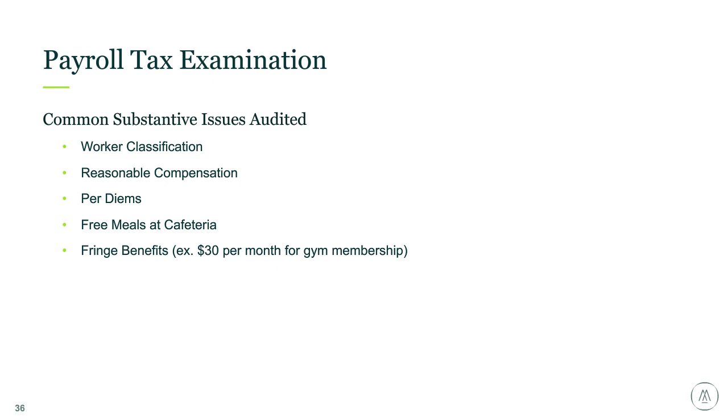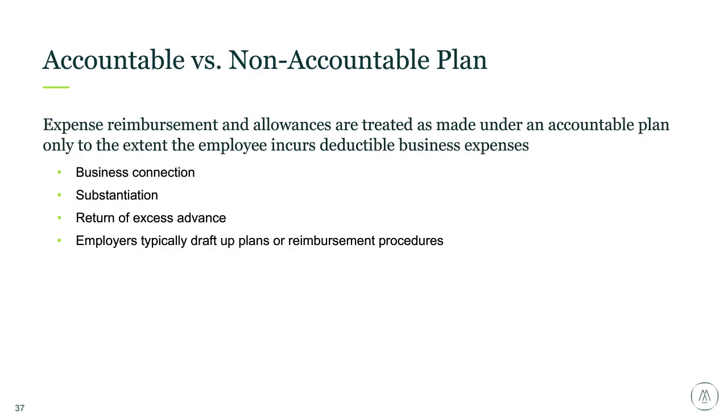That's a factors analysis. We've already talked about per diem, meals at cafeterias, fringe benefits. All those things are on the table. But remember, any level of compensation or anything that smells like compensation, you're going to get document requests in order to look at that. So please be aware of that. And Susan, is there anything else you would add to that as far as the overall exams that we're seeing, or do you want to jump into accountable versus non-accountable?